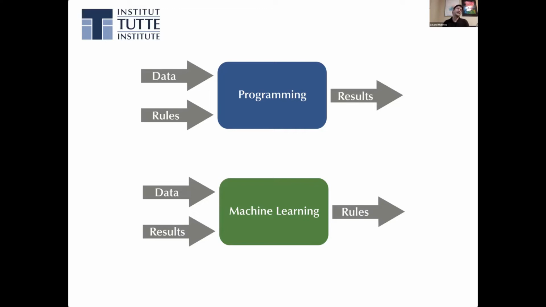Machine learning, classical machine learning, supervised machine learning, the goal is to turn that on its head. What you have is some data and the results you'd like to get out given that data, and you shove that into the machine learning system, and it spits out essentially the rules for how to turn data into those results.